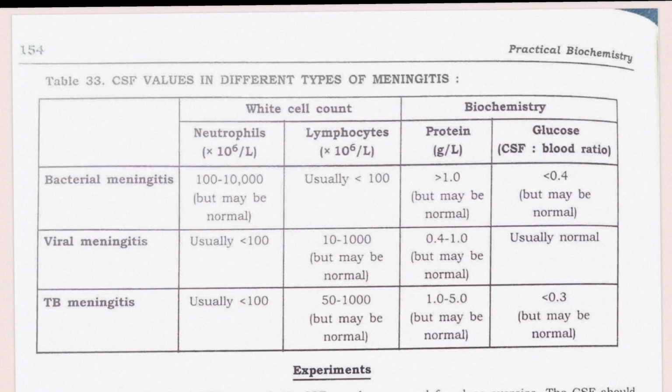TB meningitis: usually less than 100. Lymphocytes 50 to 1000 but may be normal. Protein 1 to 5 but may be normal. Glucose less than 0.3 but may be normal.